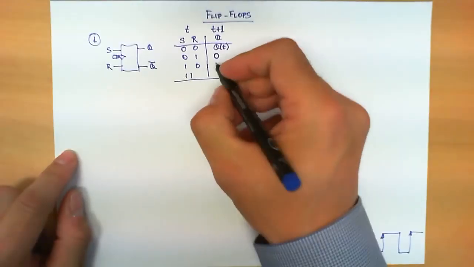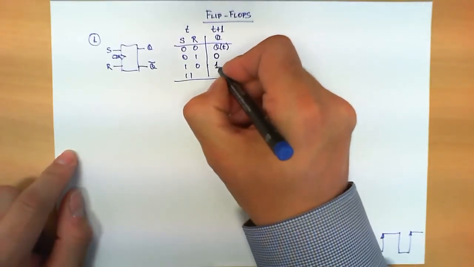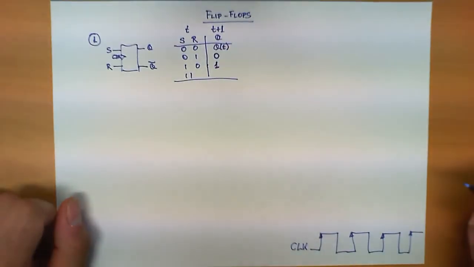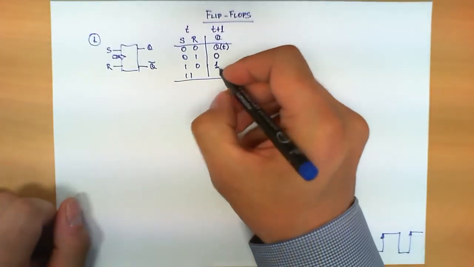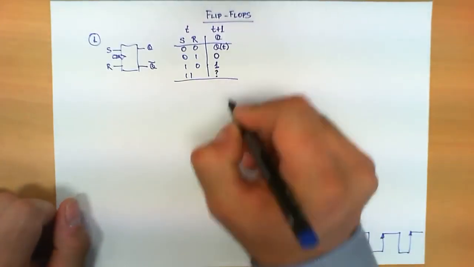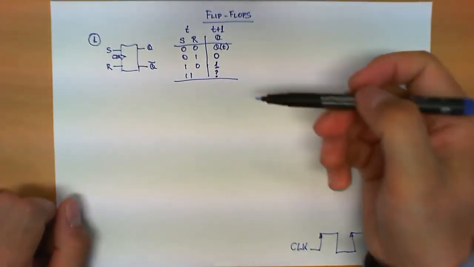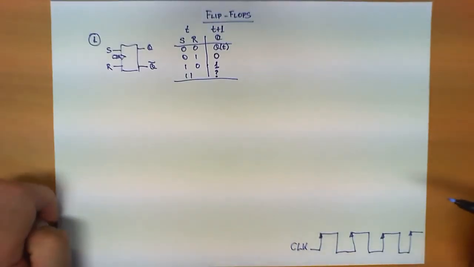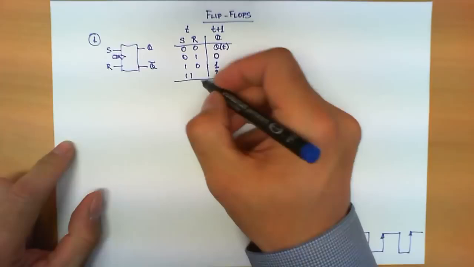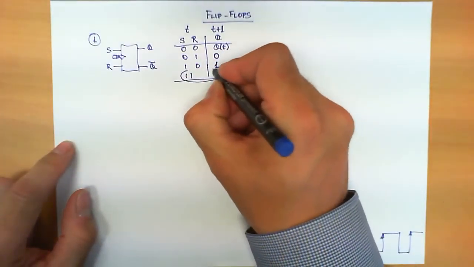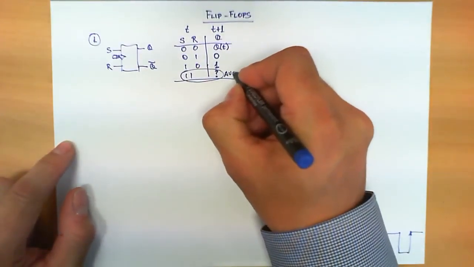This combination 1 0 will make a transition such that Q at t plus 1 will become 1, and this latch or flip-flop has a very interesting property, which is when both inputs are 1, the output at the next time cannot be predicted. In other words, basically this case should be avoided.